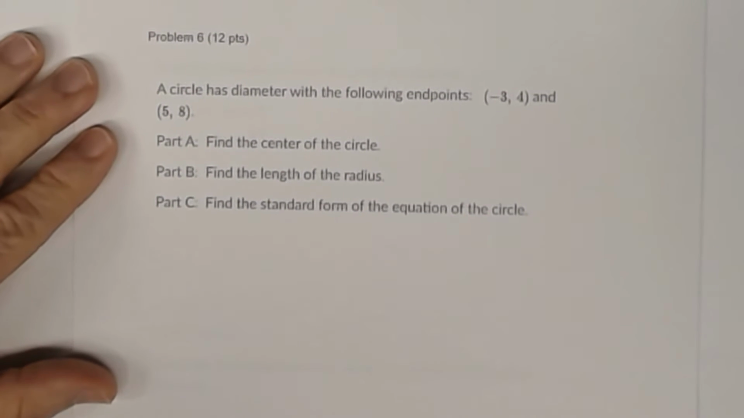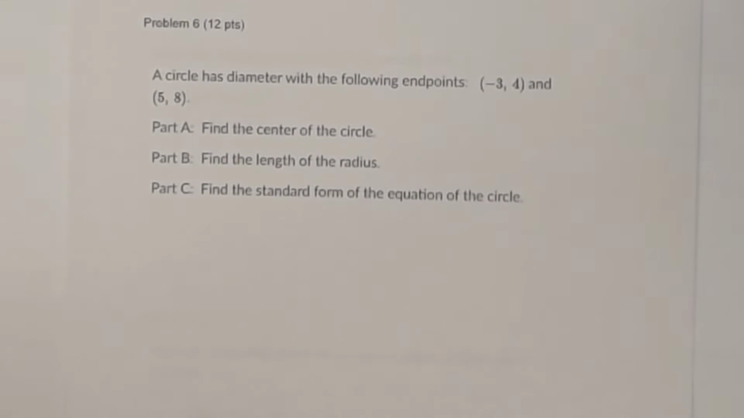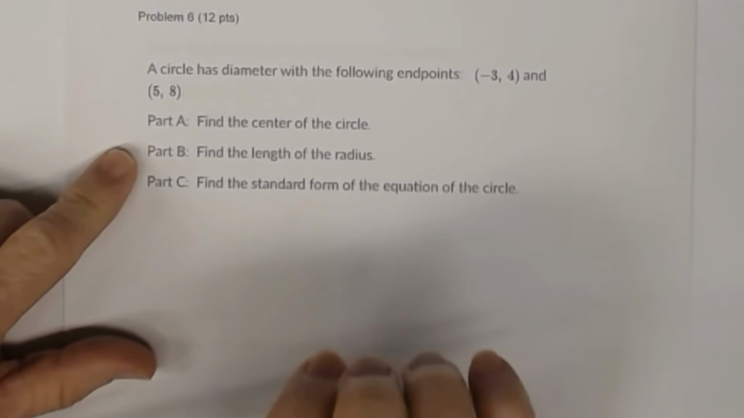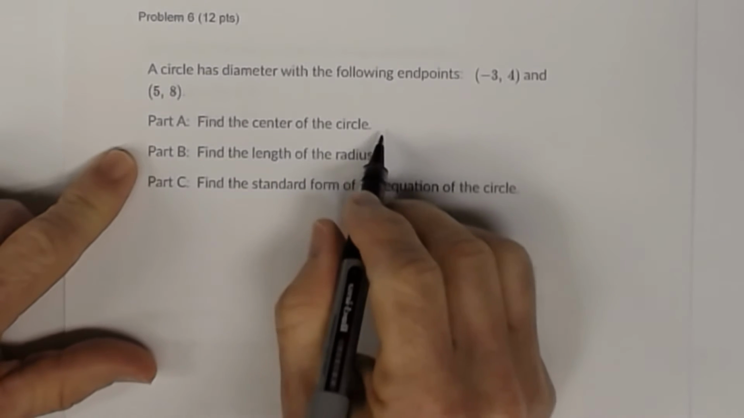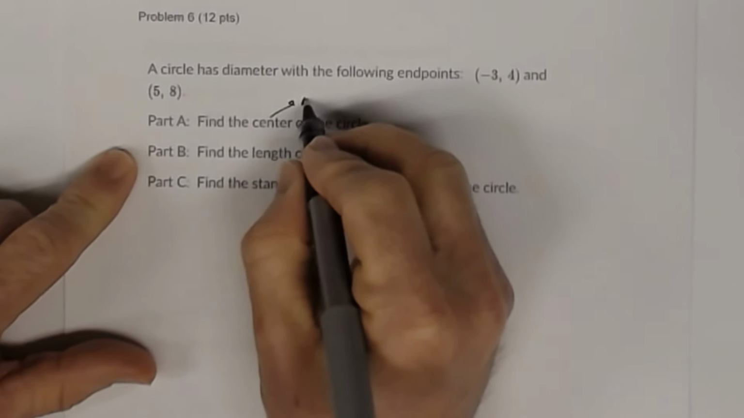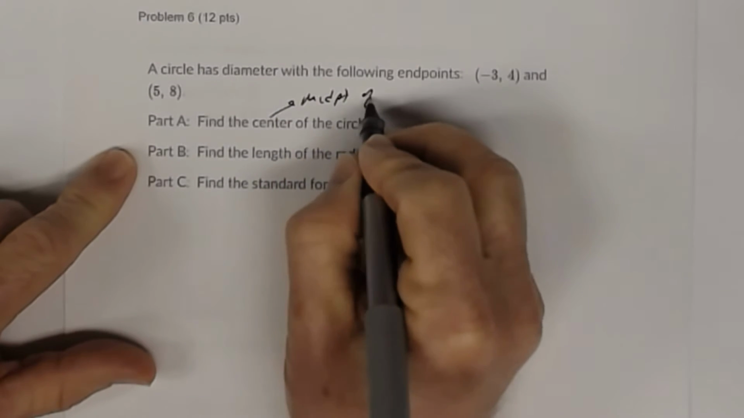Okay, number 6 says you have a circle with a diameter with the following endpoints. So the endpoints of the diameter are negative 3, 4, and 5, 8. And you want to find the center of the circle. Well, remember the center of the circle is the midpoint of the diameter. So that's the midpoint of the diameter.